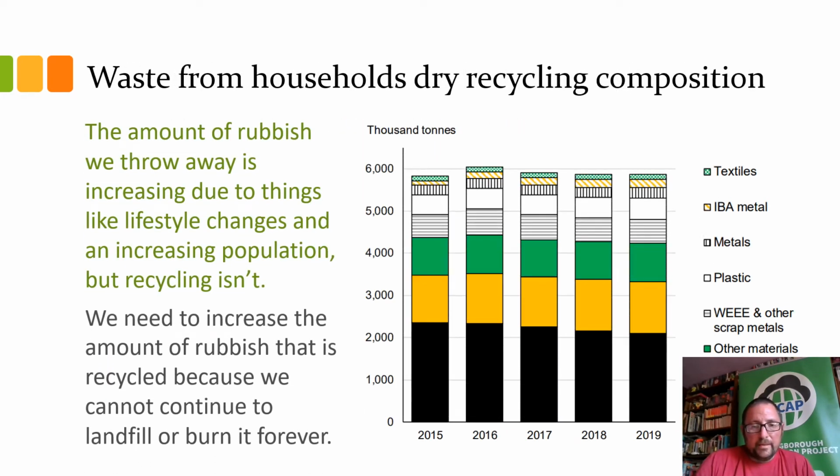What's in a recycling bin? The amount of rubbish we throw away is increasing due to changes in things like lifestyle and increasing population, but recycling isn't. We need to increase the amount of rubbish that is recycled because we cannot burn it or put it in landfill forever. The graph shows what type of waste is being collected. You can see that there's very little difference in what's being collected over the last 5 years, from 2015 to 2019. Not much has changed.